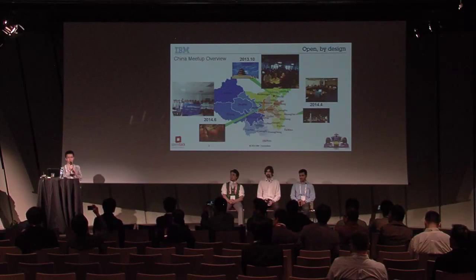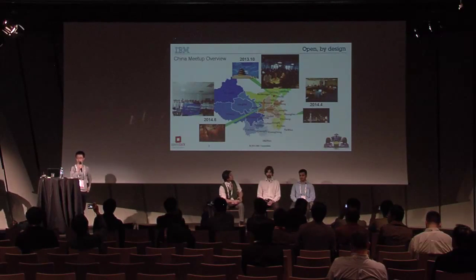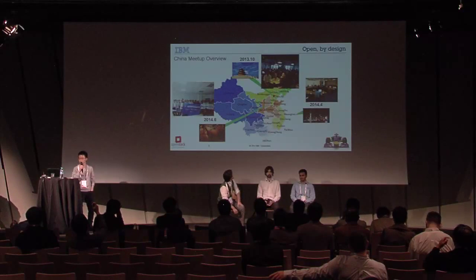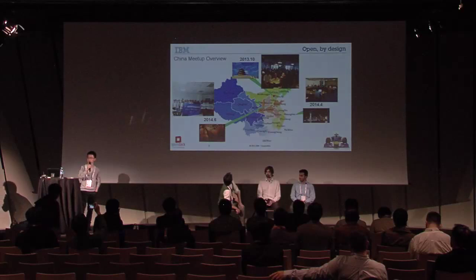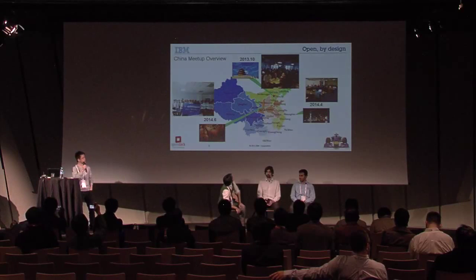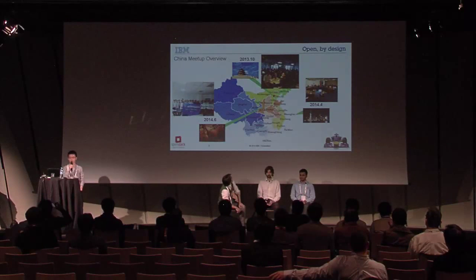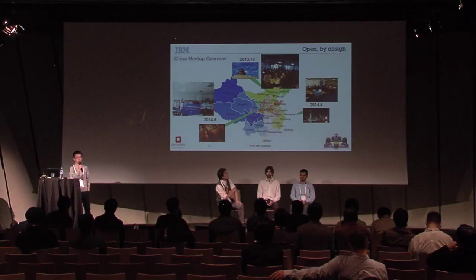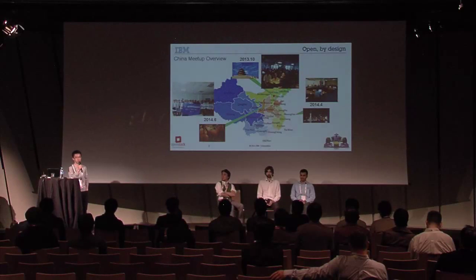Currently in China, we have three sites, including Beijing, Shanghai, and Xi'an. Beijing meetup was founded last October, and the Shanghai meetup was founded in April of this year. Xi'an meetup was founded in June of this year, and all three sites have a meetup regularly every month. And we are trying to encourage more people, more companies, and more schools to get involved.